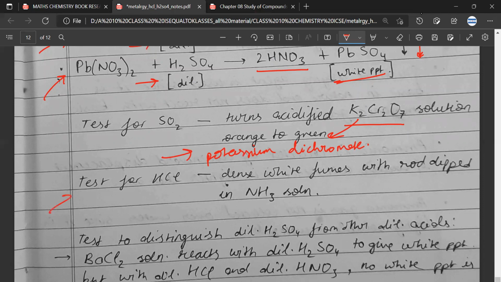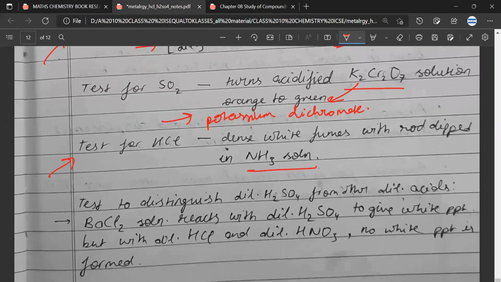And then we have test for HCl, dense white fumes with rod dipped in NH3 solution. NH3 is ammonia solution. And then we have test to distinguish dilute H2SO4 from other dilute acids. Now, what is the test?